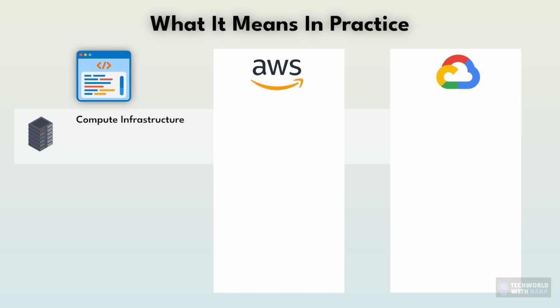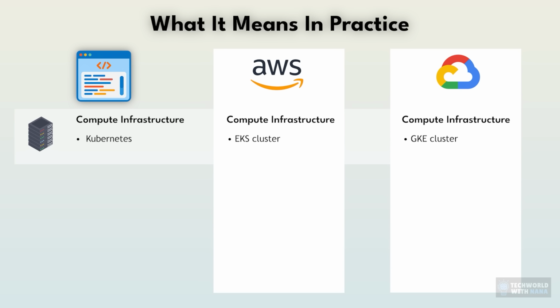But here is what this actually means in practice. You will need to deploy your services in each cloud. So let's say you're using AWS and Google Cloud. You're going to need compute infrastructure in both clouds. If you're using Kubernetes, for example, you will need EKS cluster on AWS and GKE cluster on Google Cloud. If you're using just virtual machines, you will need EC2 instances on AWS and Compute Engine instances on Google Cloud.